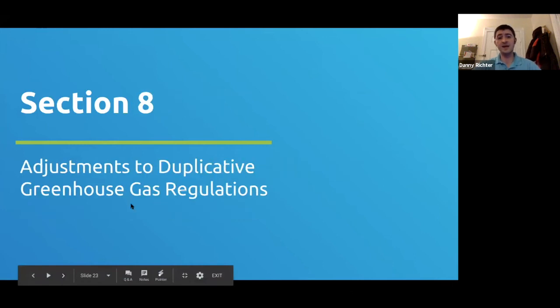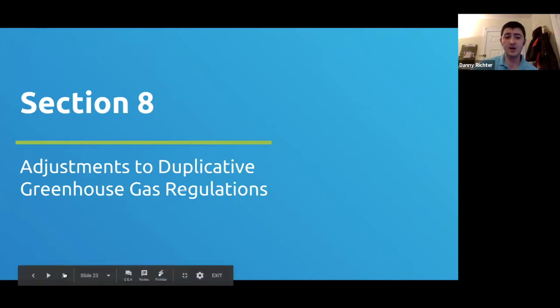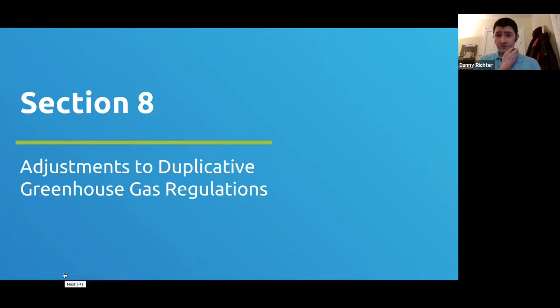Now, Section 8, this is the regulatory pause, adjustments to duplicative greenhouse gas regulation. And this section was the price of making this a bipartisan bill. It became very clear in the negotiations: if Republicans could not say to their constituents, we are simplifying regulatory burden on businesses, they were not going to be on board. It was super clear.